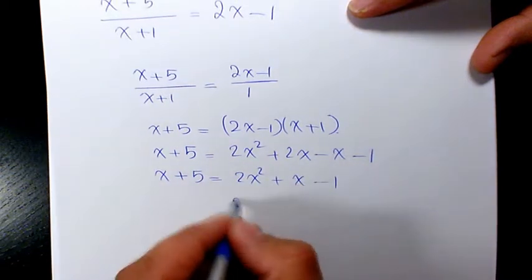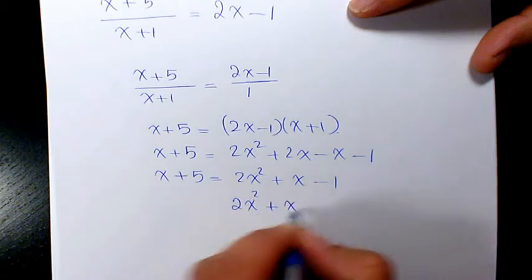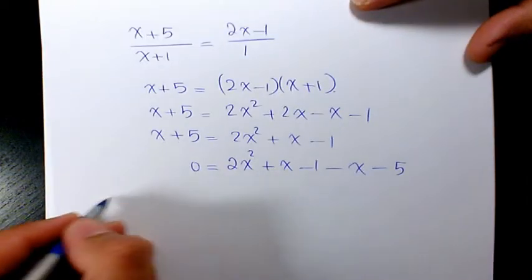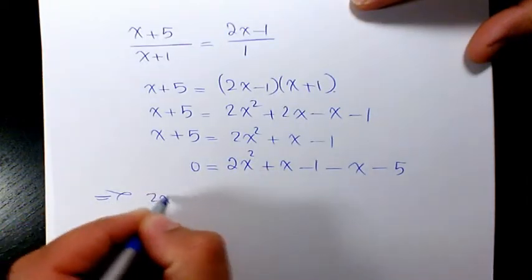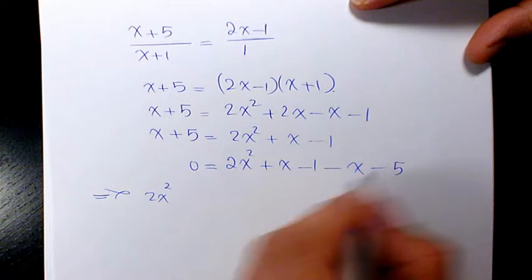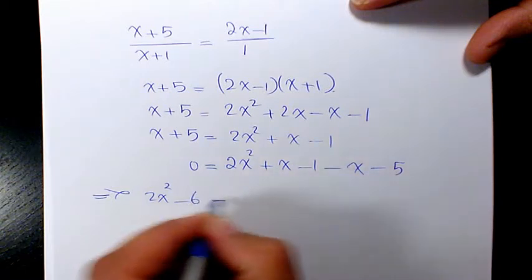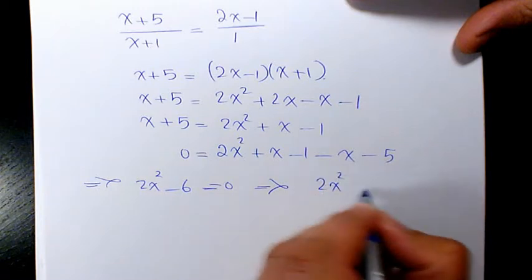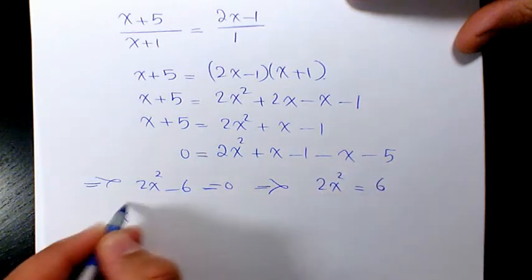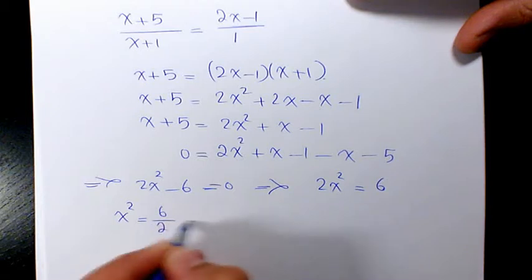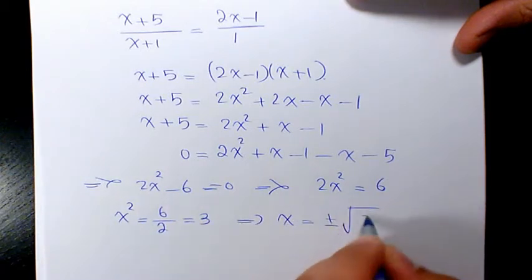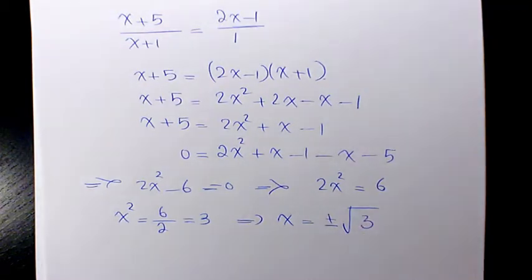We move everything to one side. 2x squared plus x minus 1 minus x minus 5 equals 0. Therefore, we can say 2x squared, these two cancel out, minus 6 equals 0. Therefore, 2x squared equals 6, which means that x squared equals 6 over 2, which is 3. So x is going to be plus or minus root 3.